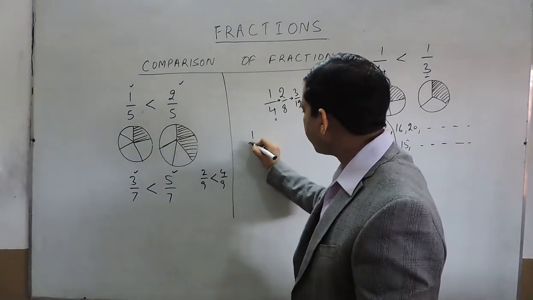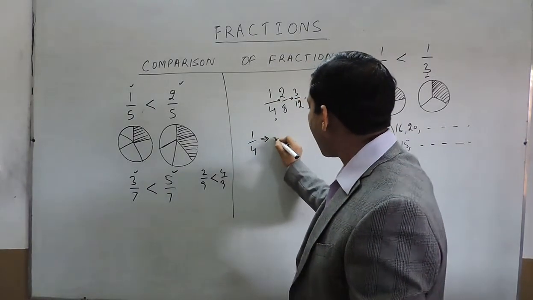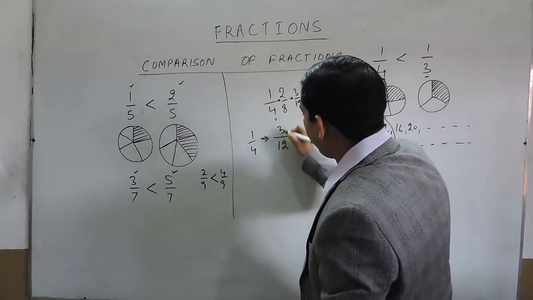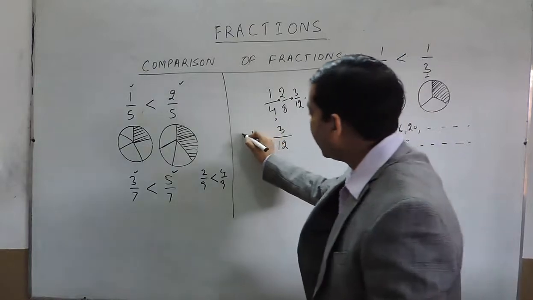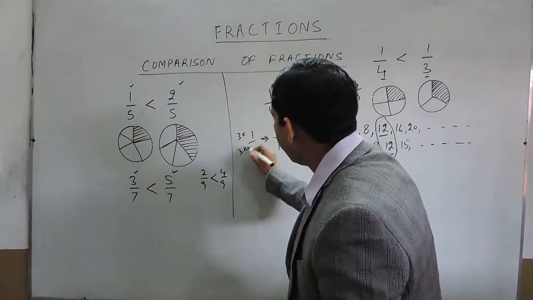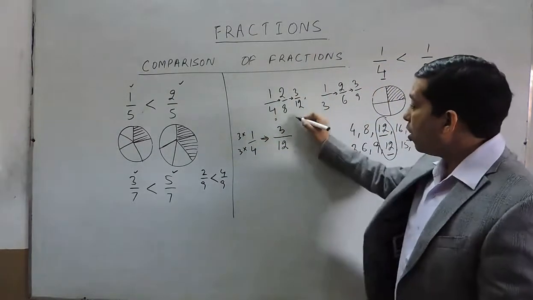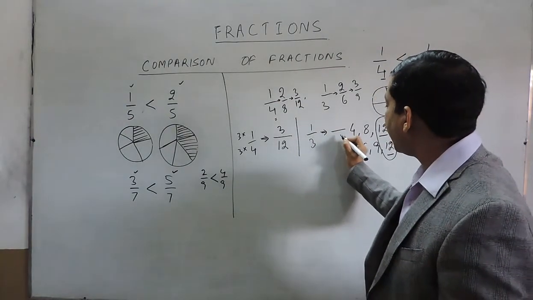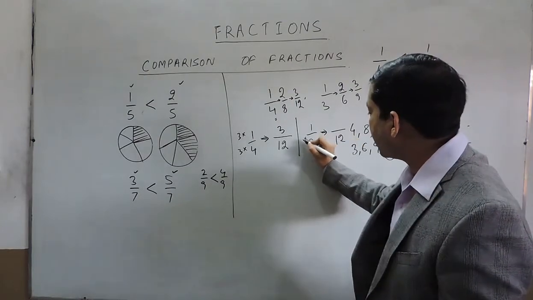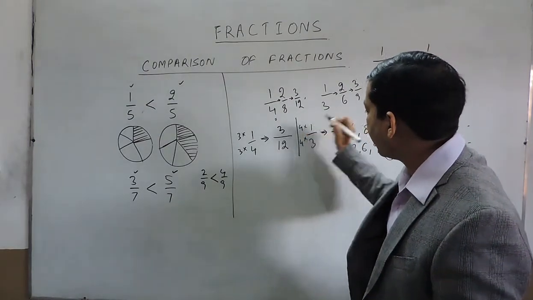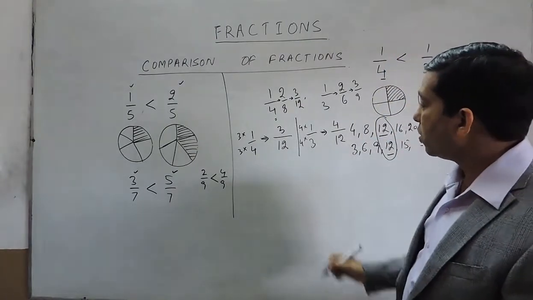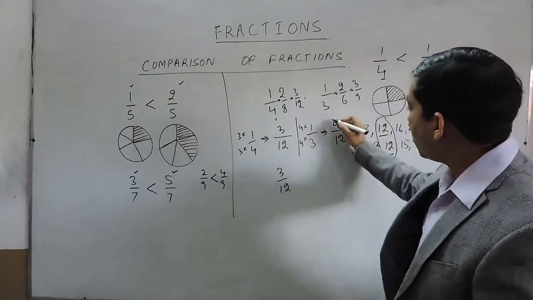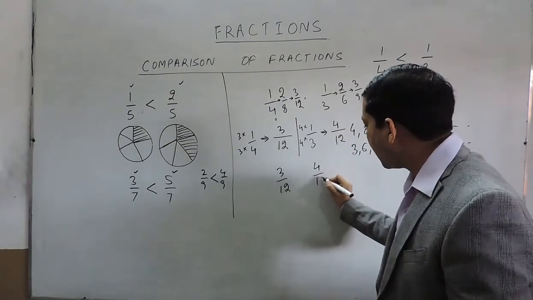Here 1 upon 4, if I take the denominator as 12, can be written as 3 upon 12. We are multiplying the numerator by 3 and the denominator by 3 to make it 3 upon 12. When I compare it with 1 upon 3, again I have to make the denominator 12. So we multiply the numerator by 4 and the denominator by 4. It becomes 4 upon 12. So 1 upon 4 can be written as 3 upon 12, whereas 1 upon 3 can be written as 4 upon 12.